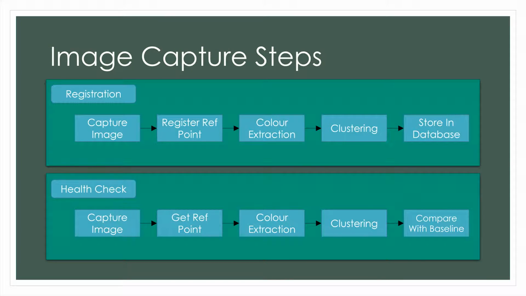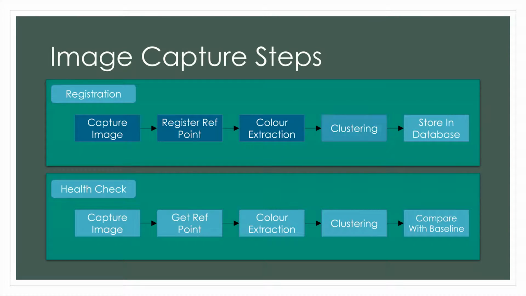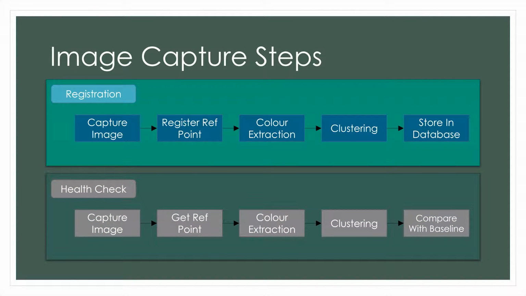Here we explore the two flows of image capturing. First is registration. This step is done once by the user during setup. It is a simple 5-step flow of image capture, registration of reference point, color extraction, clustering and storage. Let's look at the registration flow in detail.